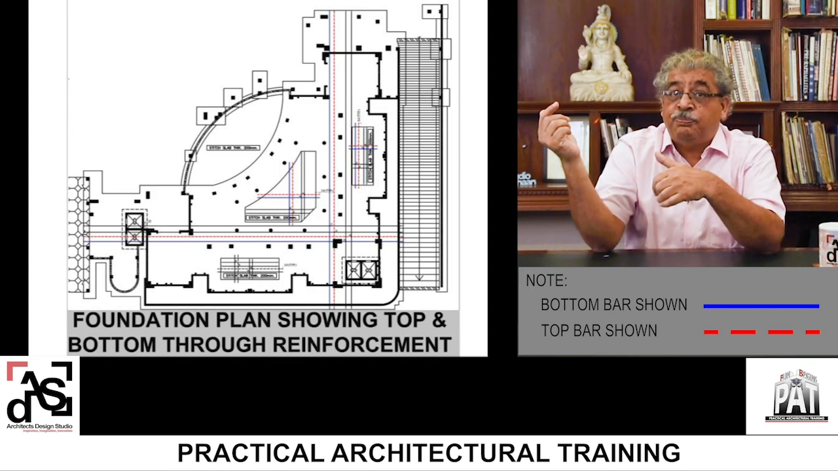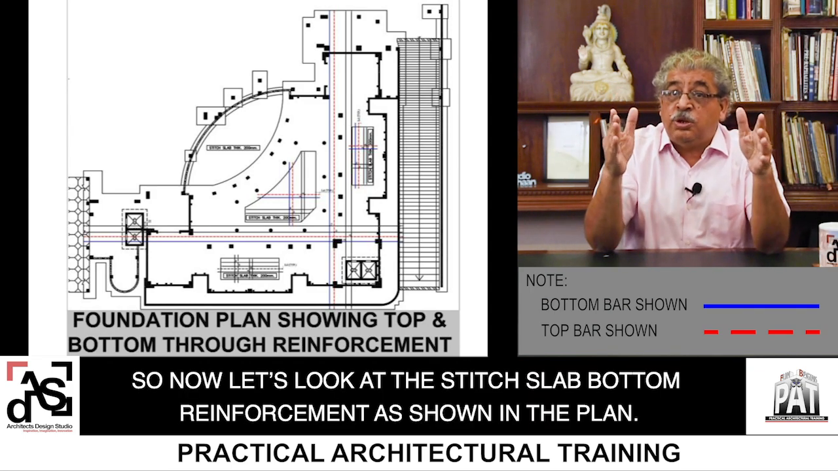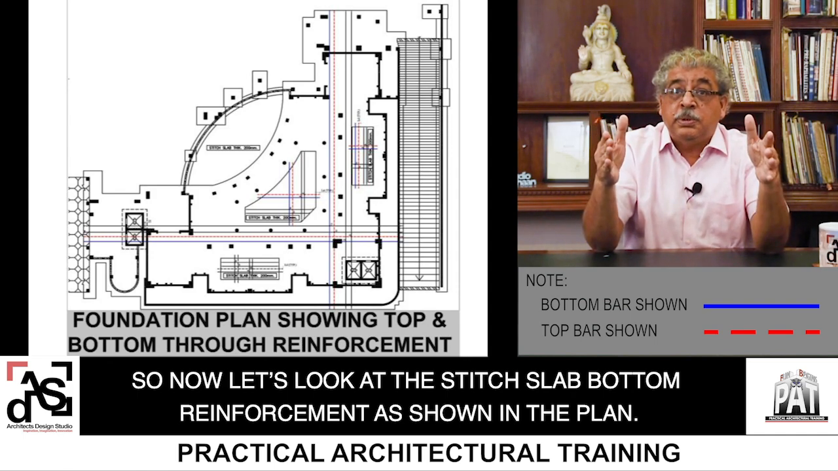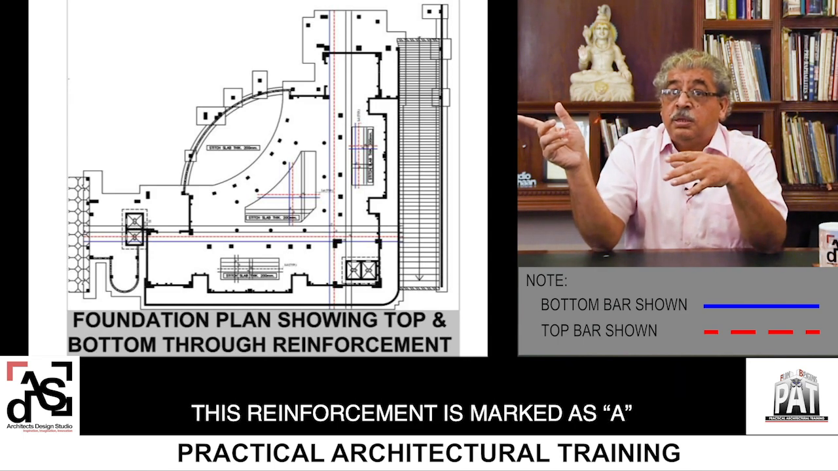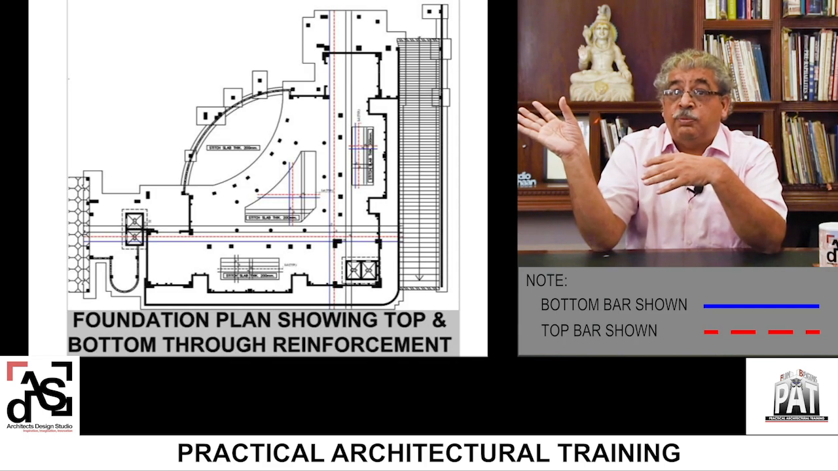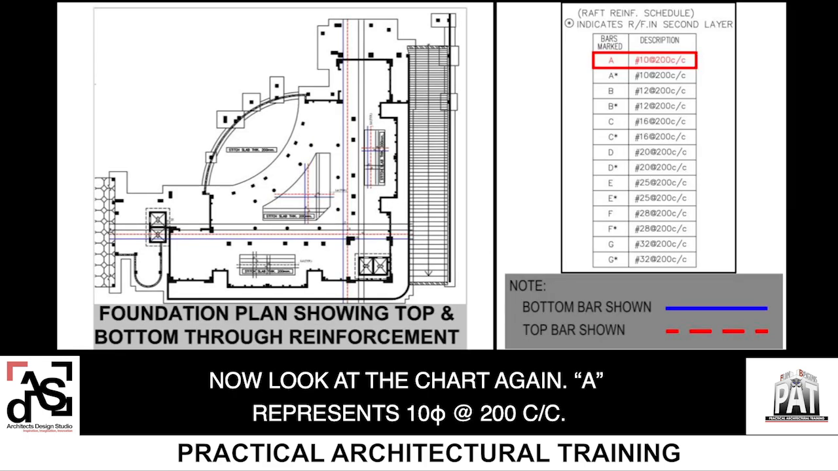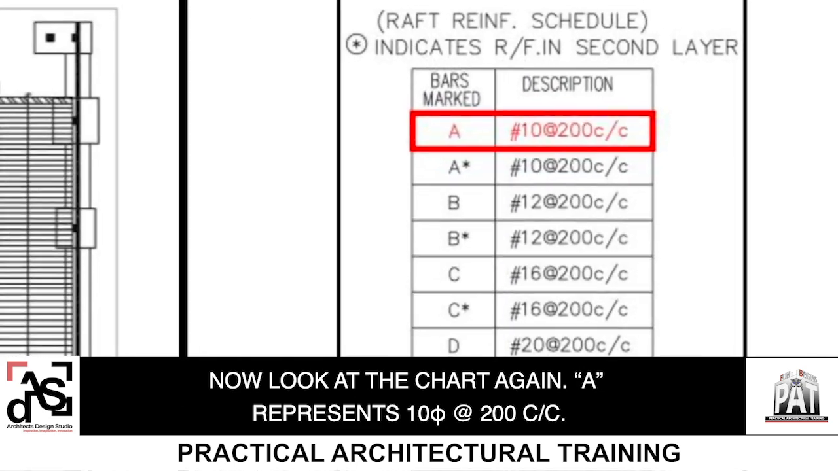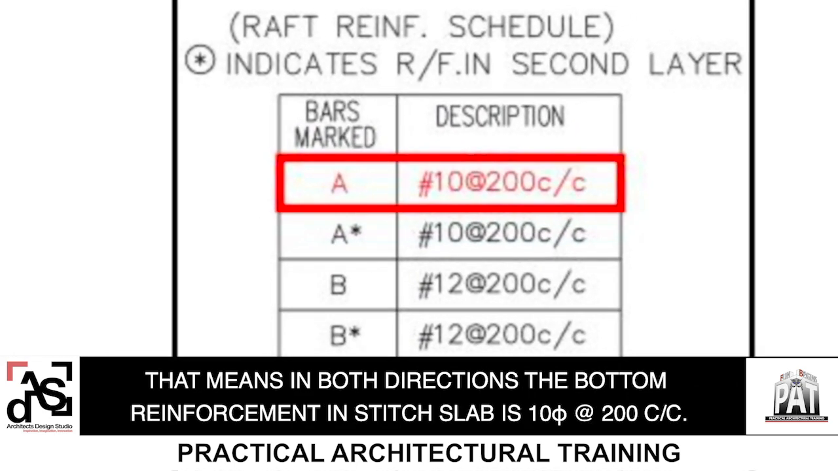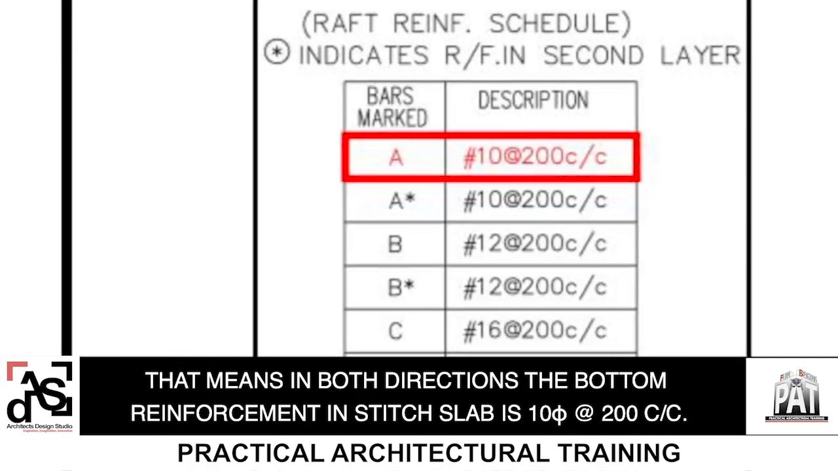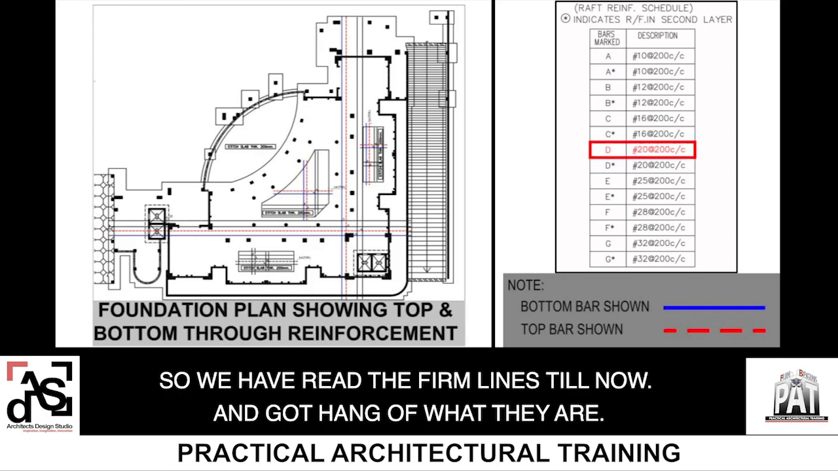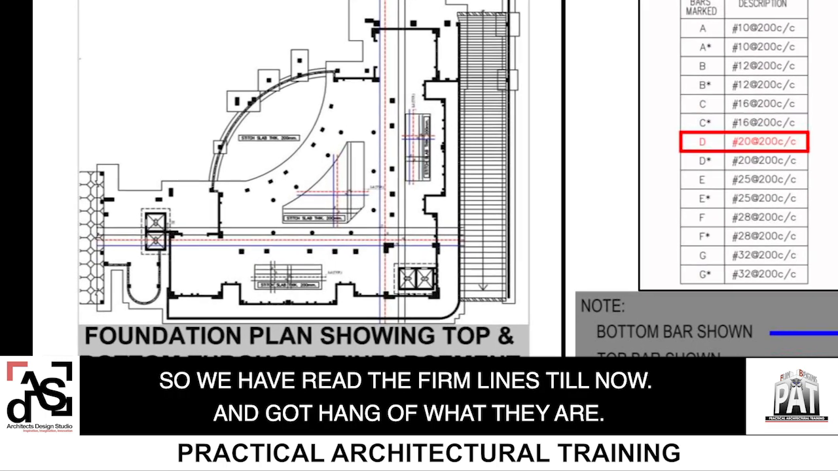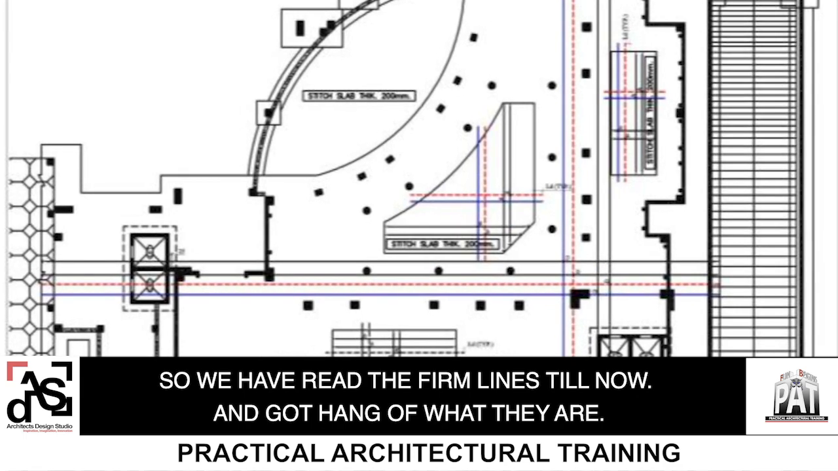Have a closer look again. Now let's look at the stitch slab bottom reinforcement. As shown in the plan, this reinforcement is marked as A. We are going to zoom on A now. Now look at the chart again. A represents 10 torr at 200 center to center. That means in both directions, the bottom reinforcement in the stitch slab, the thinner slab, is 10 torr at 200 center to center. So we have read the firm lines till now and got the hang of what they are.